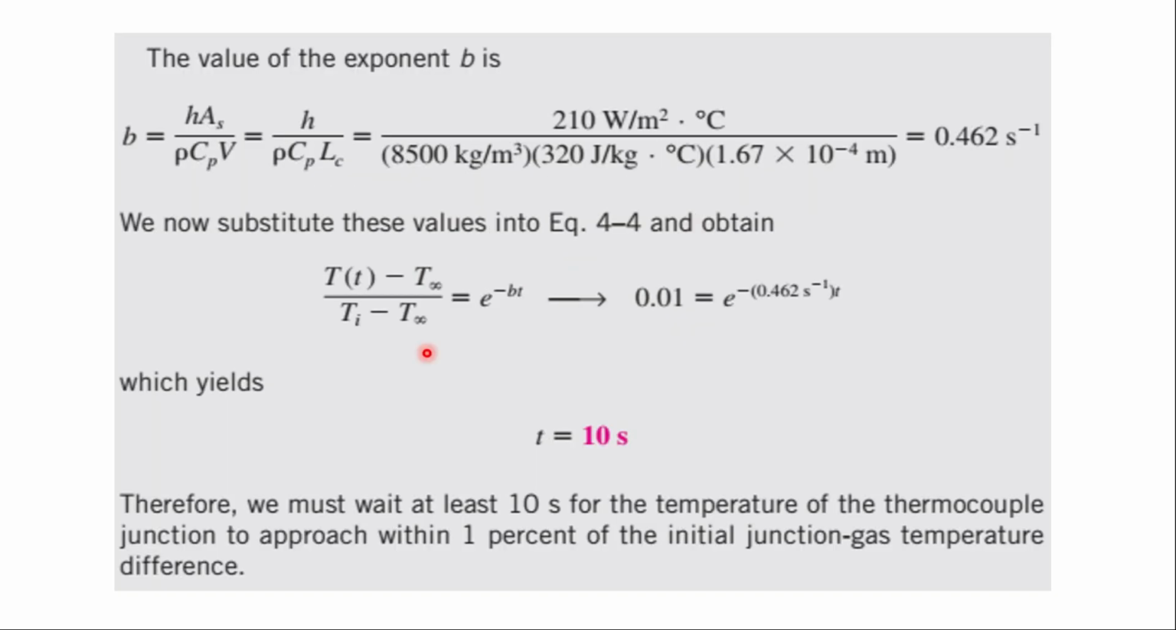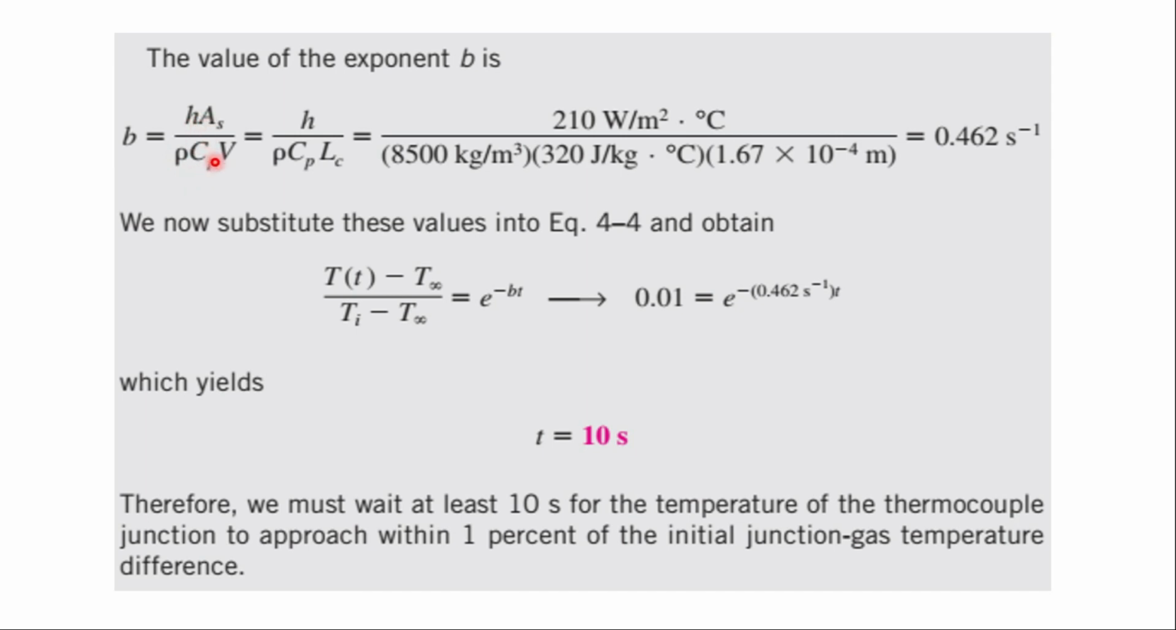In order to determine the time to reach that particular temperature for a thermocouple tip, we have to use this formula, and everything is given in this formula, but we have to determine the value of B, which is the constant. So the values are given for this constant: the convective heat transfer coefficient, the surface area, the density, the heat capacity, everything is given.